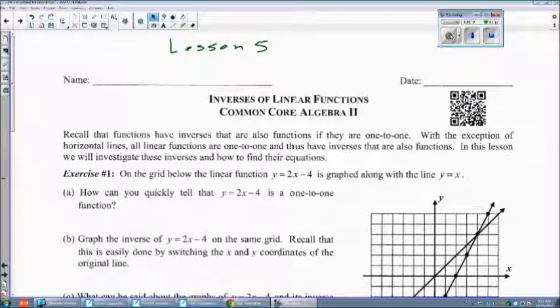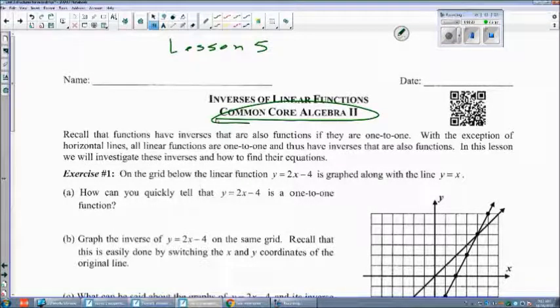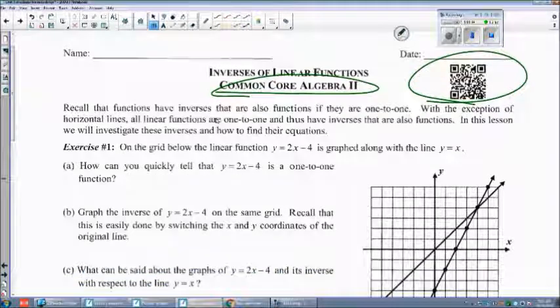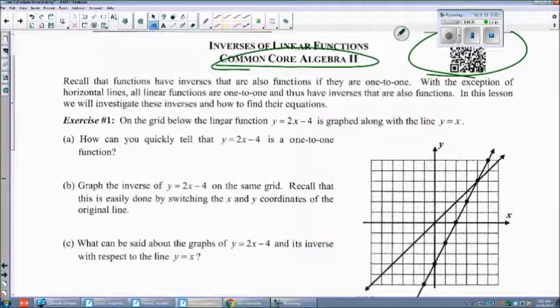We're in Unit 3, Lesson 5, Inverses of Linear Functions, Common Core Algebra 2, the non-Regents version. If you don't understand what I'm saying, you can just scan this QR code and listen to the genius that wrote these worksheets. Now, do you remember that functions have inverses that are also functions?